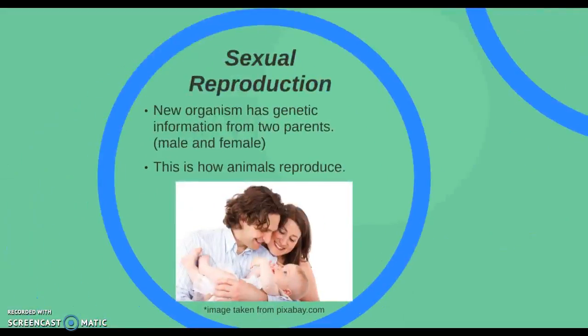The other type of reproduction is sexual reproduction. This is when an organism has genetic information coming from two parents, so a male and a female, or a dad and a mom. This is how animals reproduce, and this is how you were produced.